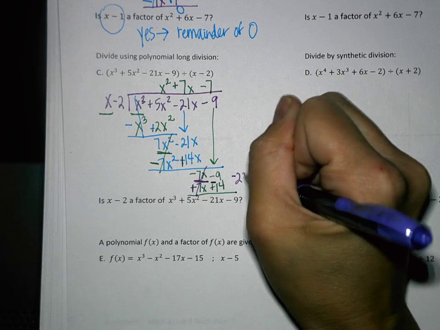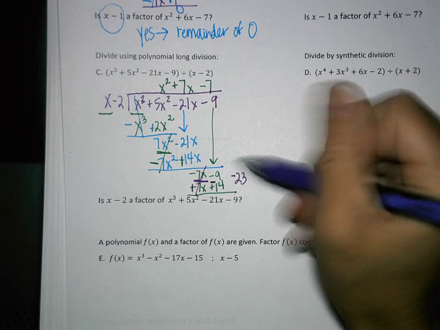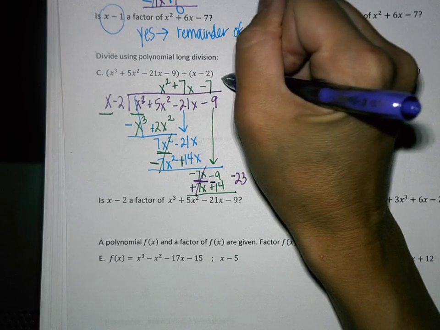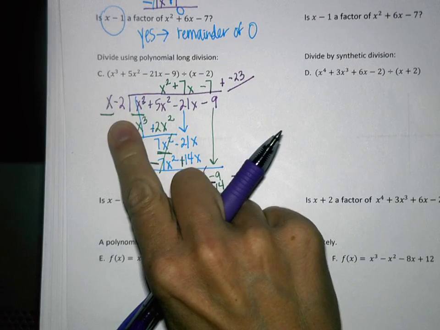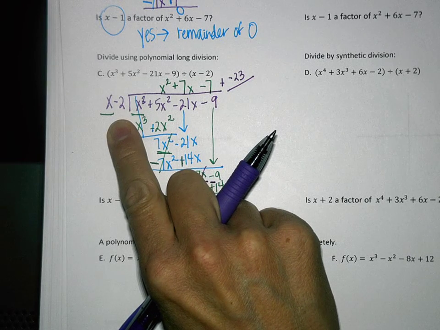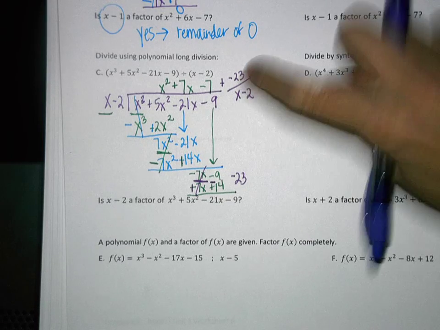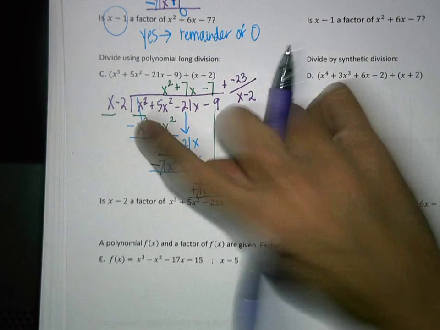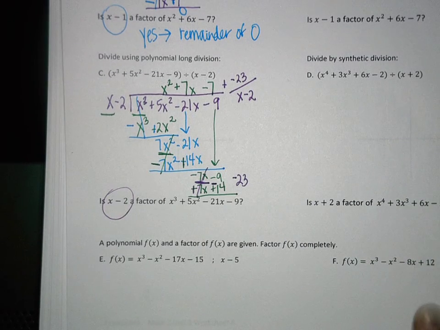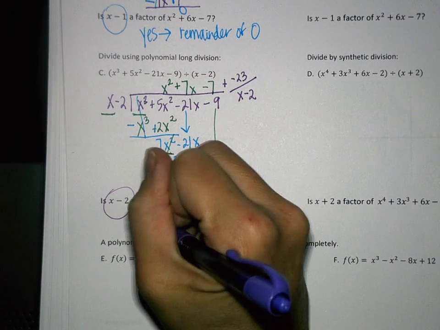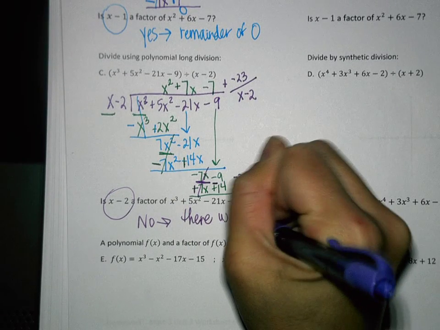Negative 23. Okay, so how you would write this when you have a remainder of negative 23 is you go plus negative 23 over, and I've been dividing by what? X minus 2. So whatever your remainder is, you put that over what you're dividing by. So would we say that x minus 2 is a factor? No. And why not? Good. So no, and that's because there was a remainder.